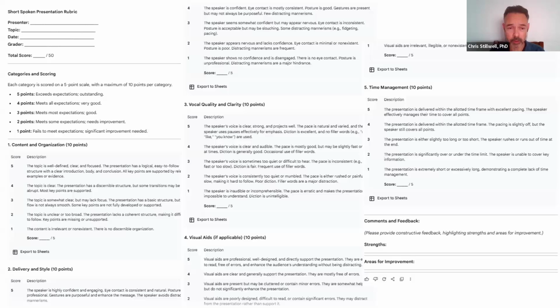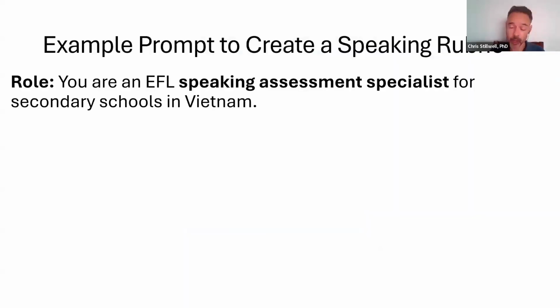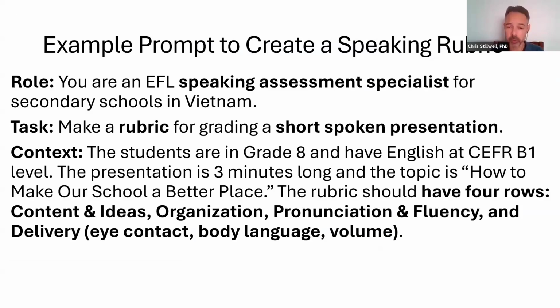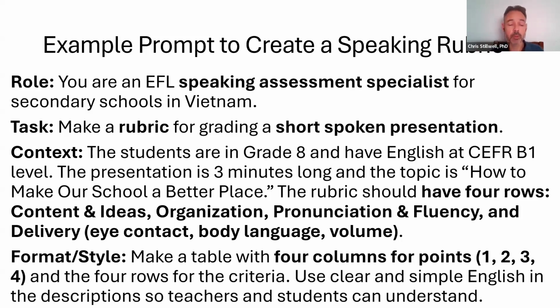So that might look something like assigning the role of you're an expert in speaking assessment for secondary schools in Vietnam. I want you to make a rubric for a short spoken presentation, right? And then the context, we can give lots of details of it's grade 8, what's the presentation about, how long is it, and what do we want in those 4 rows, right? So you see there at the bottom, it says focus on the content and ideas, organization, pronunciation and fluency, and the delivery, right? So I can decide what I want, and I can get AI to help me fill in the details.